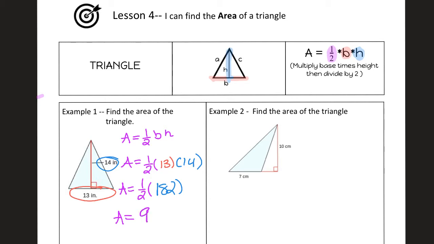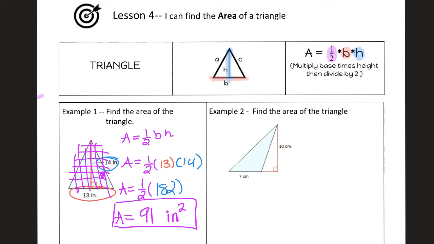Gives me 91. And then remember how when we talk about area, it's like if I have a little grid on here and this was filled with like tiles, it would take 91 tiles, and those are squares, so 91 squares to fill in that triangle. So our units are squares, so inches squared. Okay.